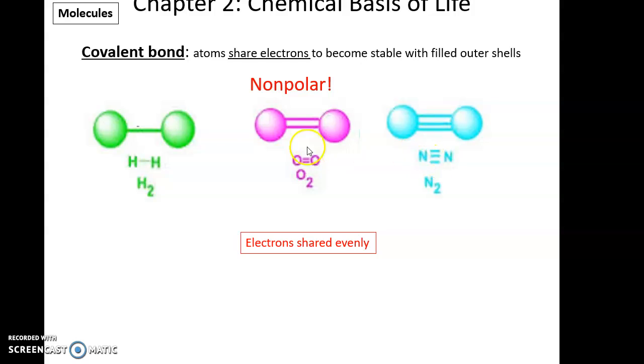And these happen to be nonpolar molecules. They are nonpolar because they have the electrons and the charge distributed evenly between the atoms. And so they do not have a net uneven distribution of charge. Instead, it is evenly distributed.